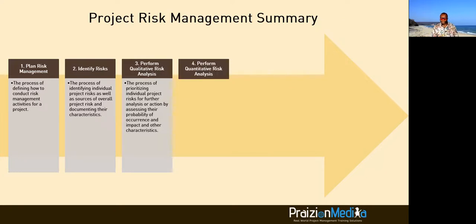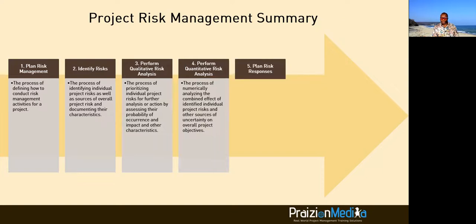The next process is perform quantitative risk analysis. This is where we look at the aggregate effect of risk on the project. We seek to understand what is the aggregate effect of things that could go wrong or right on the project. The next process is plan risk responses. This is where we further develop our plans for whatever we've identified, positive or negative.